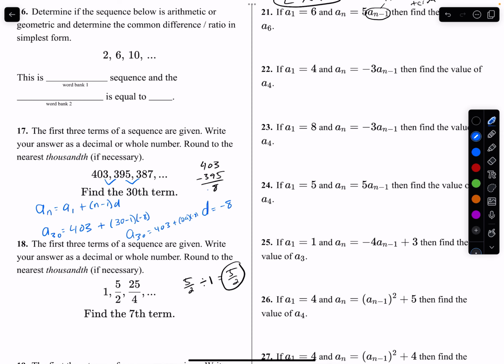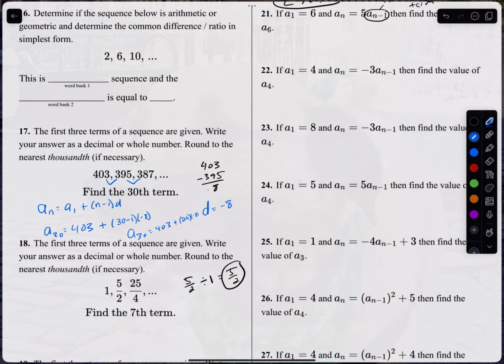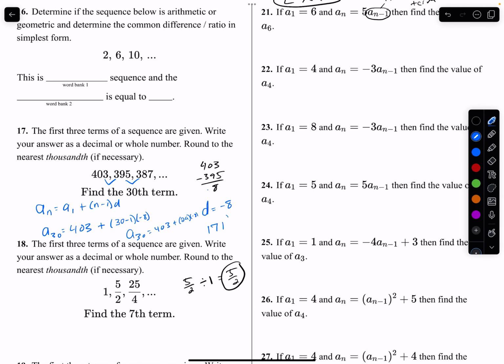Okay, jump to your calculator. 403 plus 29 times -8. Just be very careful with your positives and negatives. And you can see that number is going to be 171. Okay? What happens if it turns out to be geometric?